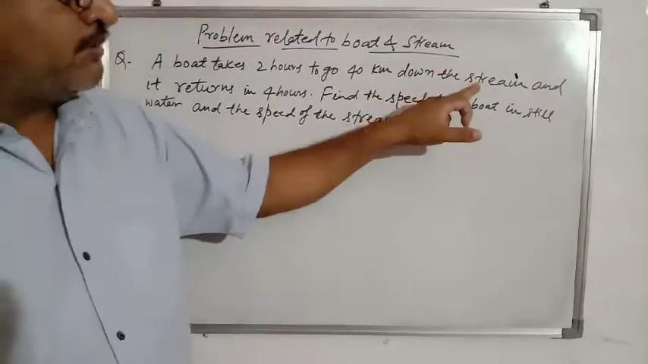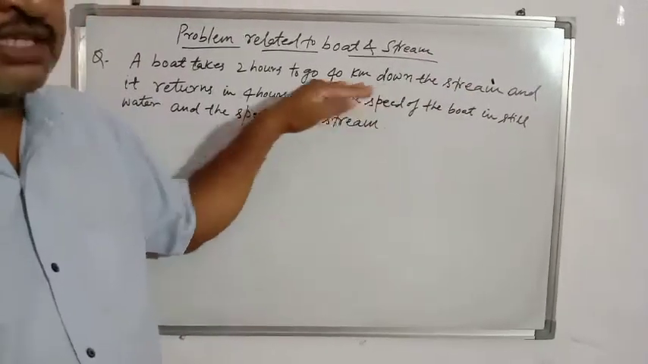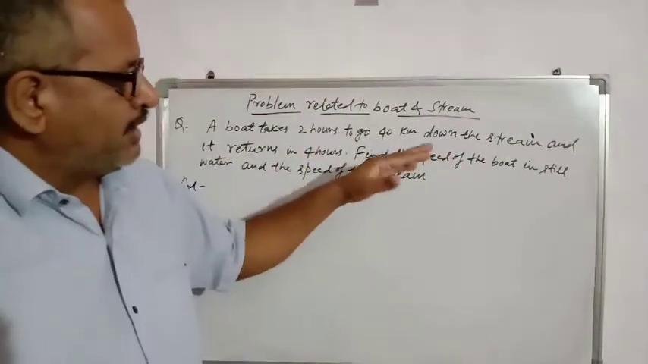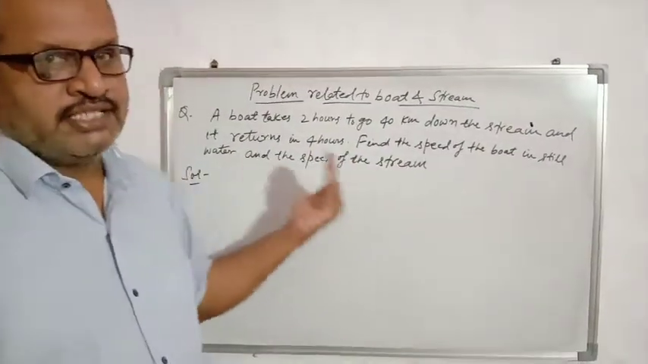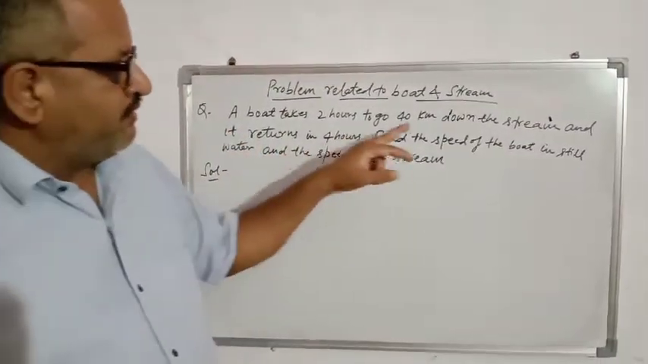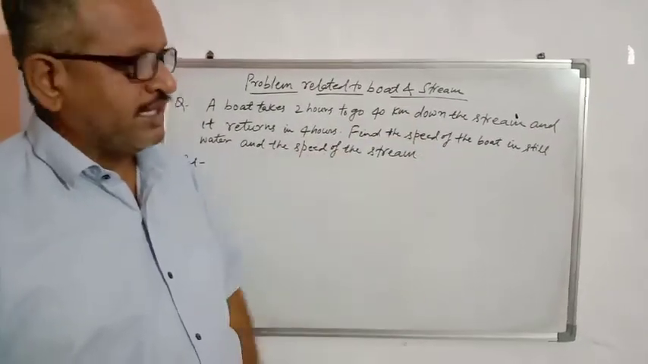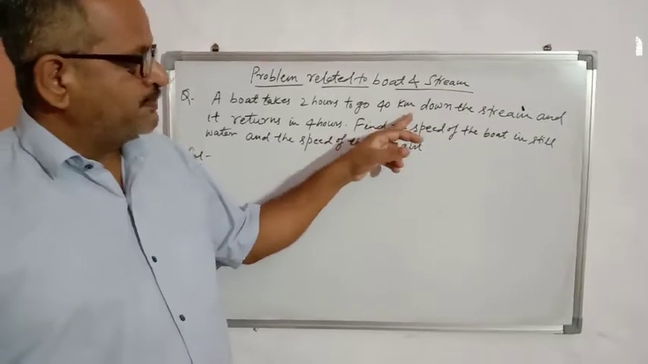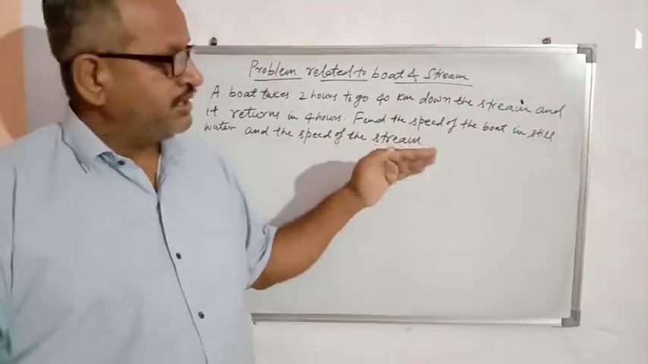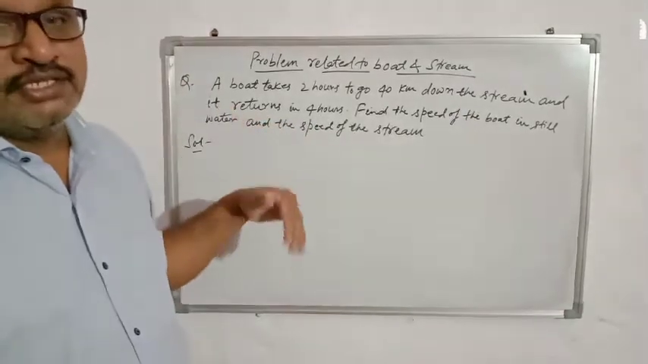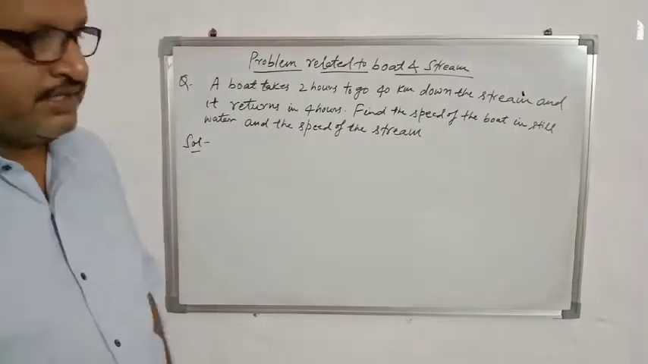So, downstream and upstream. Downstream means in the direction of the current, the water current, the stream. Upstream means the opposite direction of the current. When the boat is moving in the direction of the stream, the speed of the boat will increase. But if the boat moves in the opposite direction of the stream, its speed will decrease.